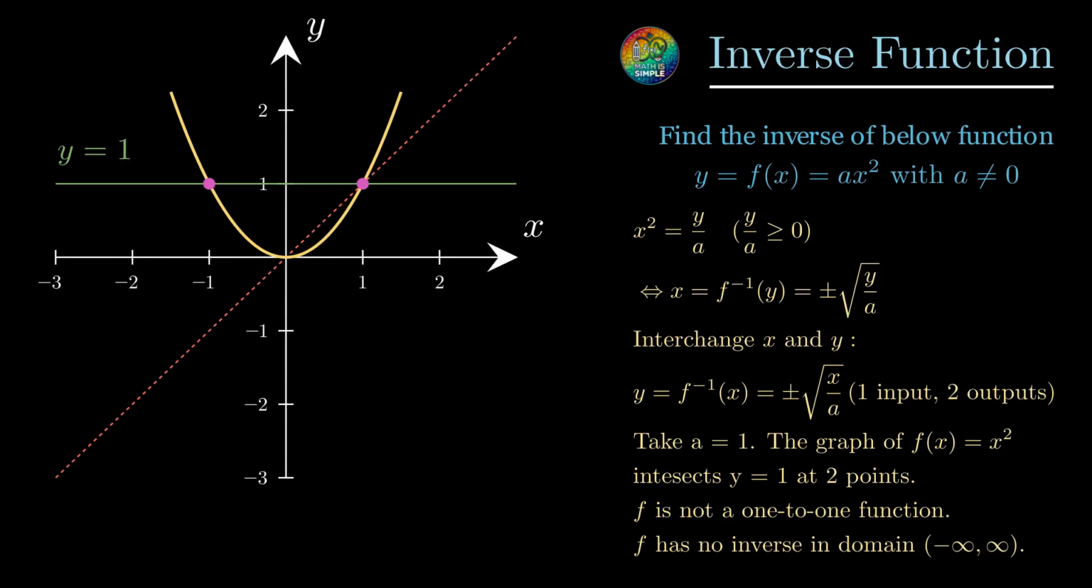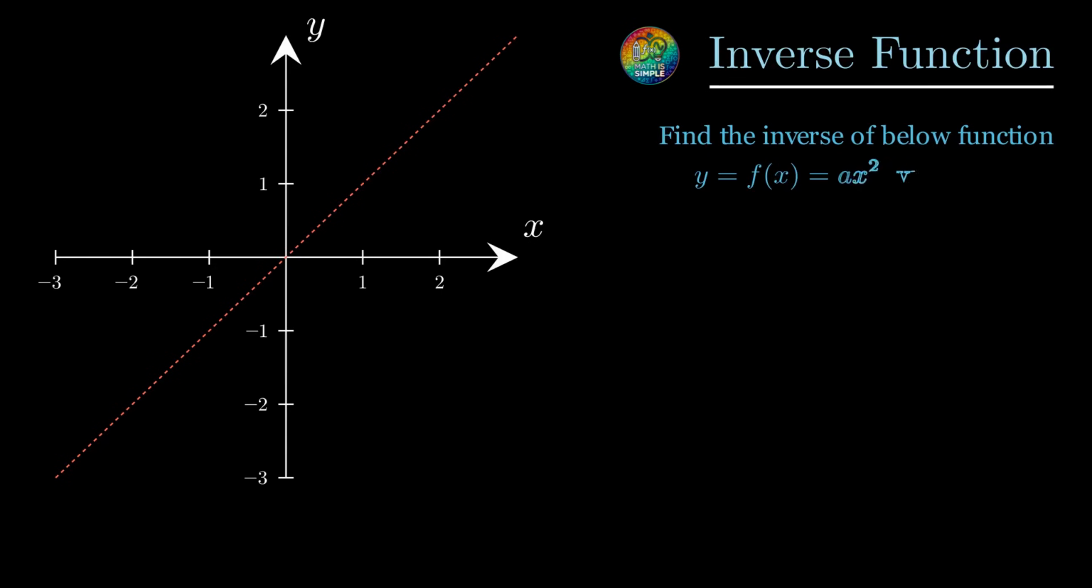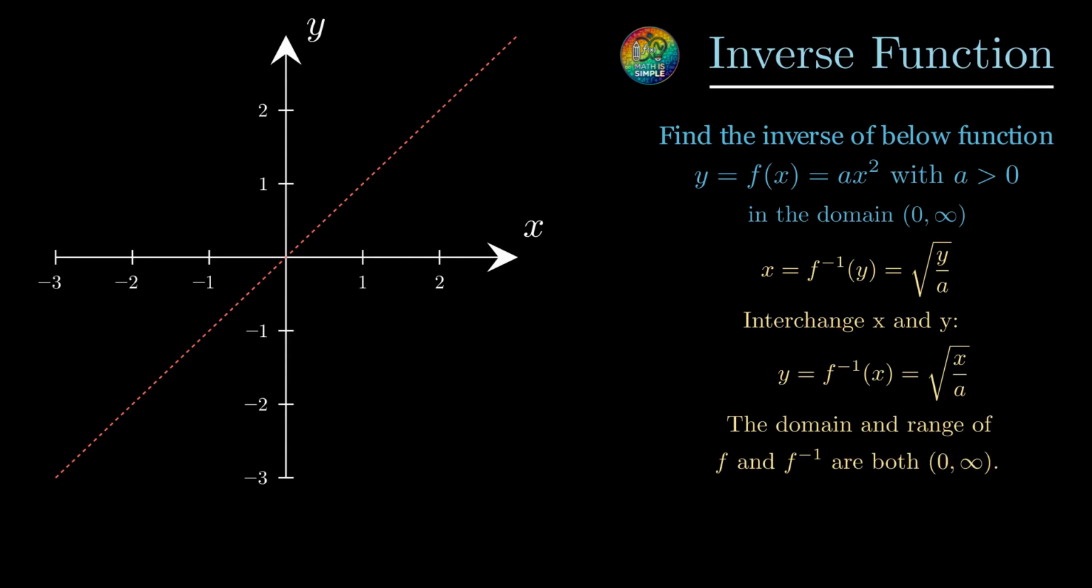Let's see what happens when we restrict the domain so that the quadratic function does have a valid inverse. Look at the top right of the screen. We have y equals f of x equals ax squared with a positive. But this time restricted to the domain 0 to positive infinity, meaning x must be non-negative. Now we have y equals the square root of x over a. Because every input now maps to exactly one output, f inverse is a true function.